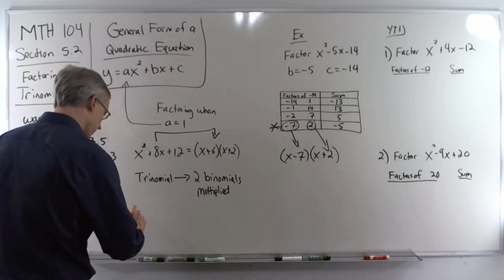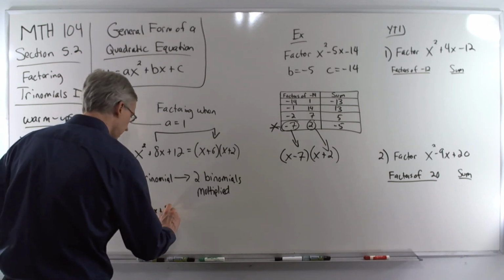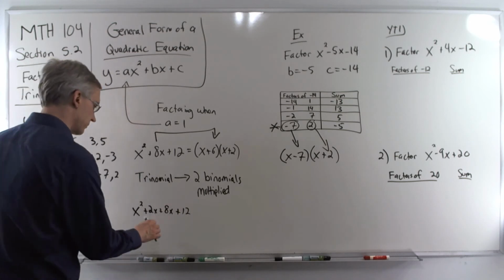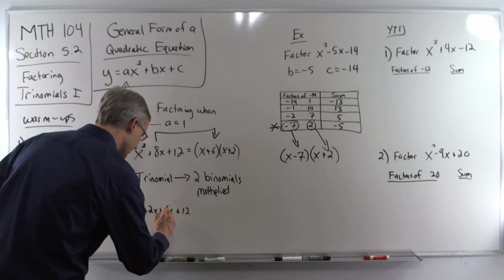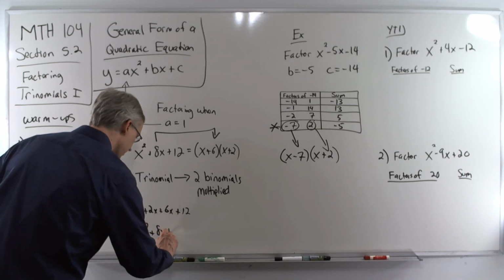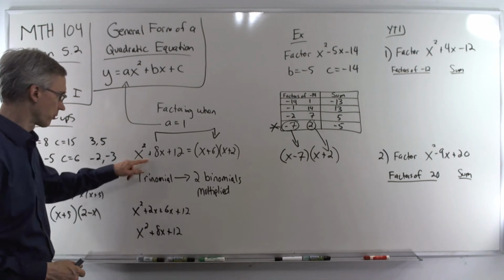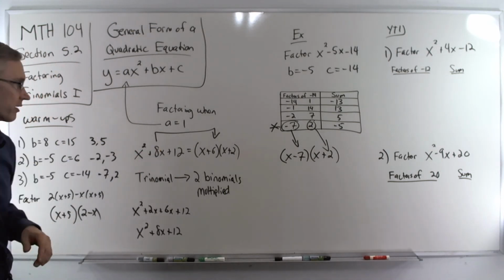And when we FOIL, we get x squared plus 2x plus 6x plus 12. Okay. X squared plus 8x plus 12. Alright, so when we combine like terms, we're right back where we started. So those two things are, in fact, equal to each other.